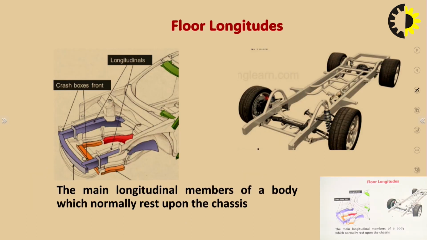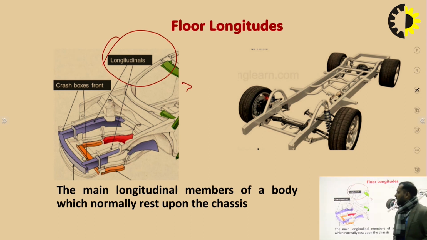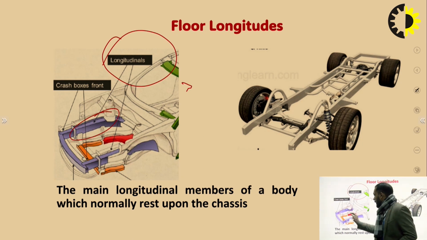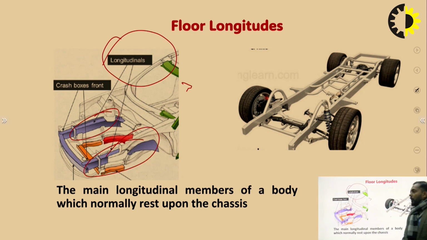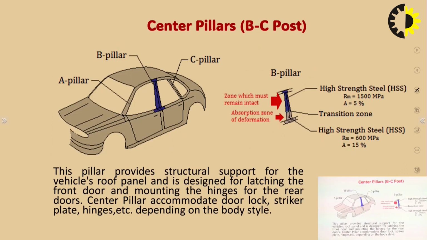Then another one is the floor longitude. You can see here that these are the floor longitudes, the main longitudinal members of the body, which normally rest upon the chassis. This part is the floor longitude in the case of a car or bus.